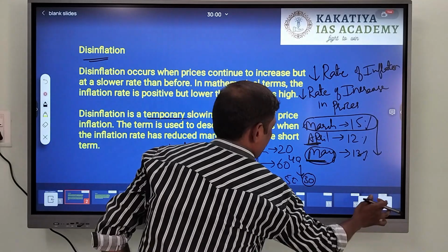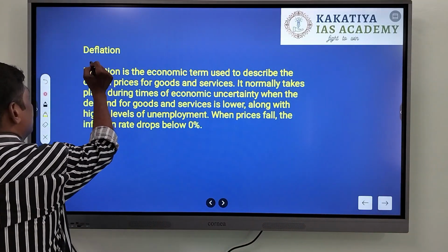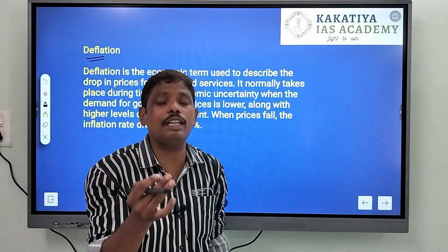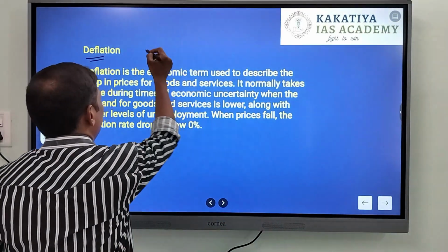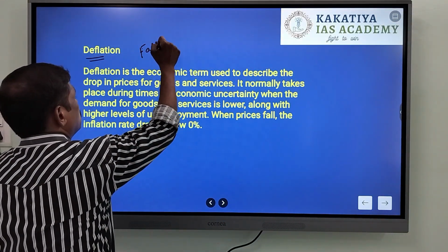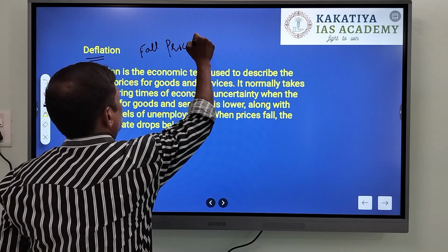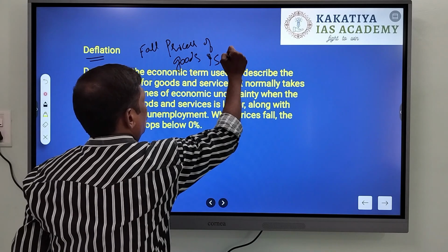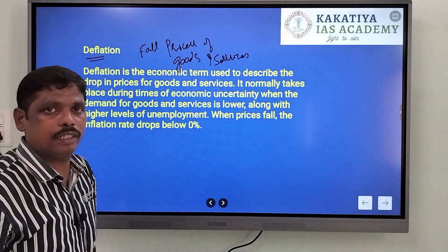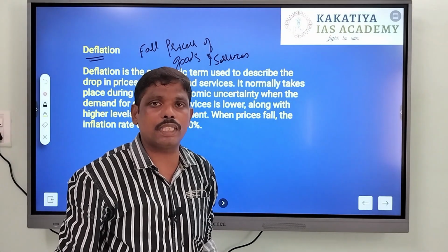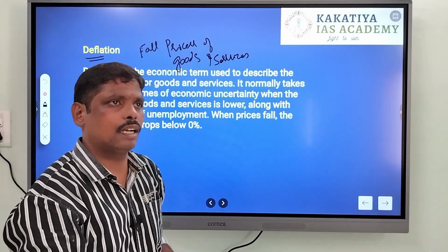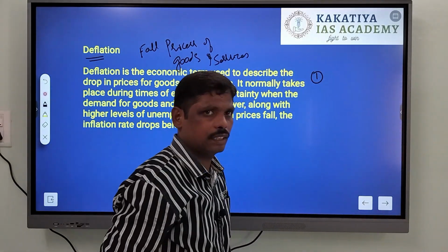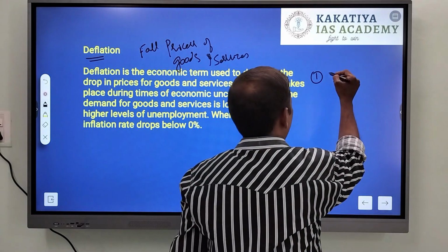Coming to the next term, it is deflation. Deflation denotes a fall in the prices of goods and services, a continuous fall in the price of goods and services. There can be different reasons for this fall in the price of goods and services. Say, for example, the first reason, the main reason, is lack of demand.